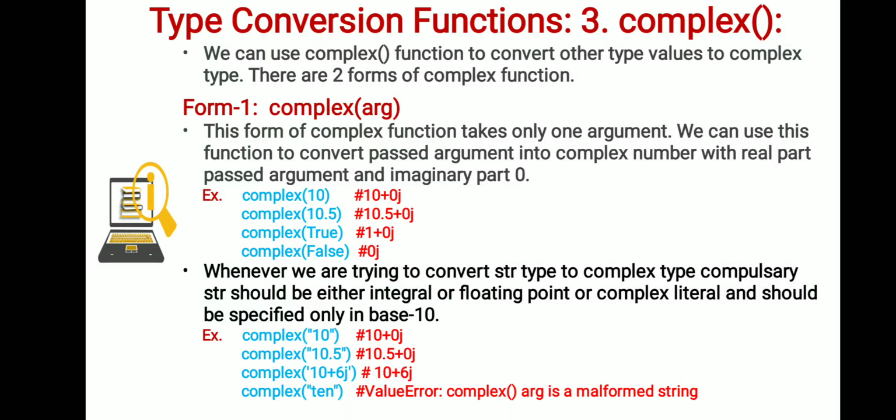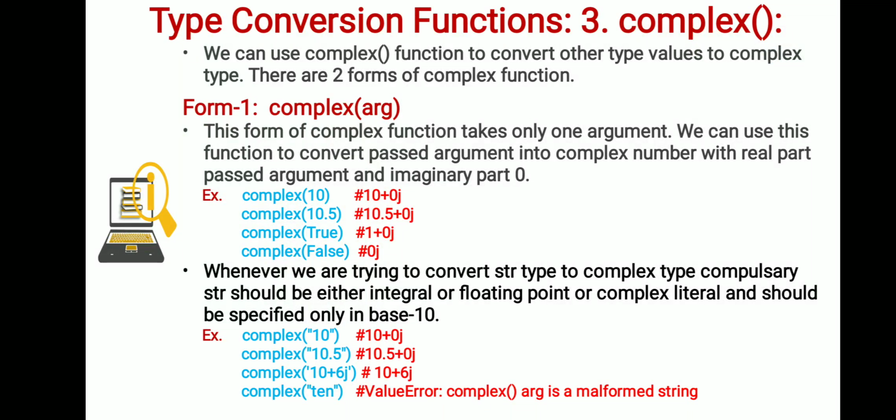Now there are two forms of the complex function. Form 1: this form of complex function takes only one argument. We can use this function to convert the passed argument into a complex number with the real part as the passed argument and the imaginary part as zero. Means if we are passing any value or argument to this complex function, that value will be considered as the real part of the complex number, and by default 0 will be considered as the imaginary part.